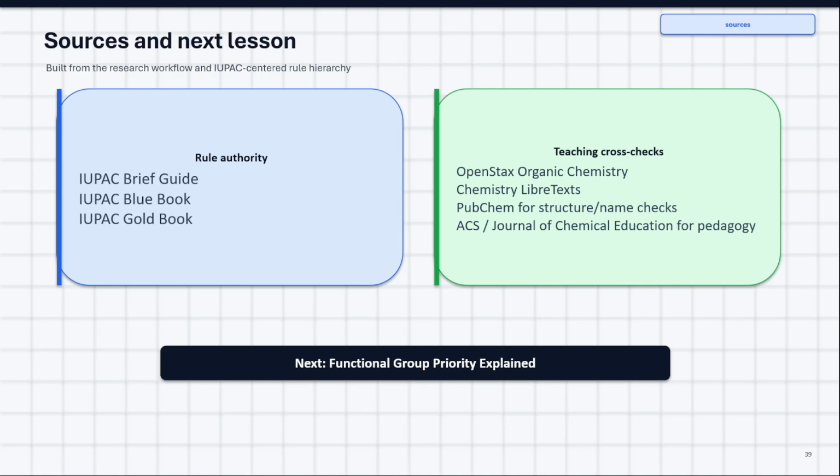This lesson was built from an IUPAC-centered rule hierarchy, with teaching cross-checks from sources like OpenStax, chemistry library texts, PubChem, and chemistry education resources. The most important thing to remember is that official rules are the authority, but good teaching examples help make the rules easier to apply. The next best lesson after this is functional group priority, because that is the step that controls so many naming decisions. If you understand priority, parent choice and numbering become much easier. In the next video, we can slow down and build that ladder from the ground up.